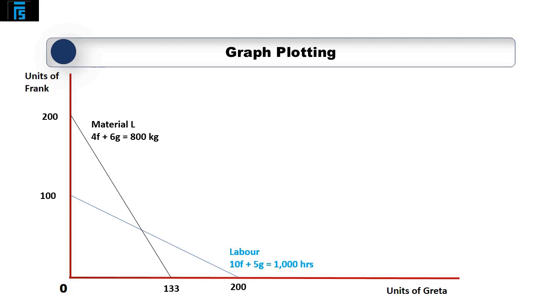This is the constraint line for material L. We can also plot the demand line on here as F equals G. We need to ensure that we make more greeters than francs, so anything below this line is within this constraint.